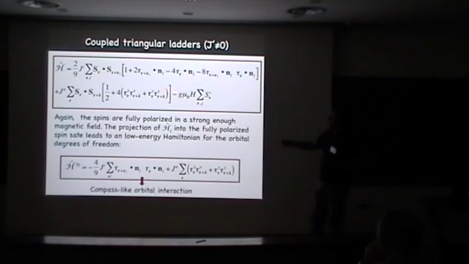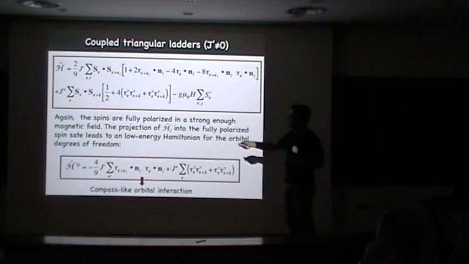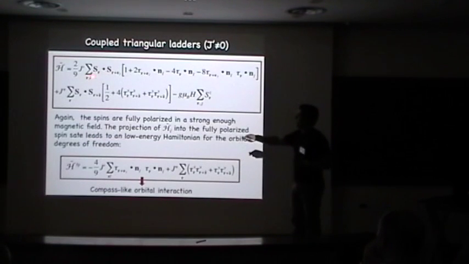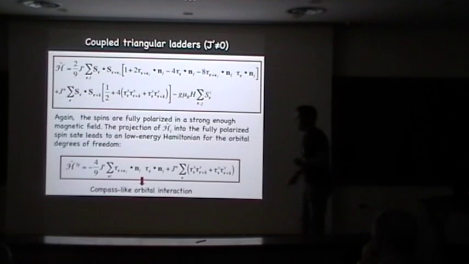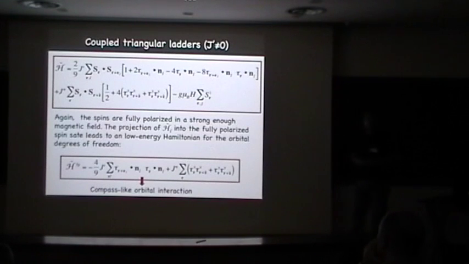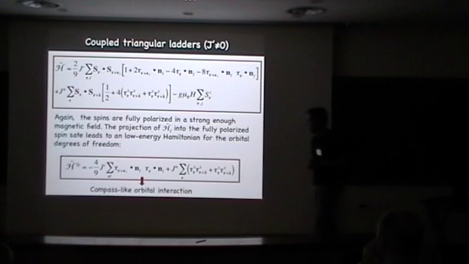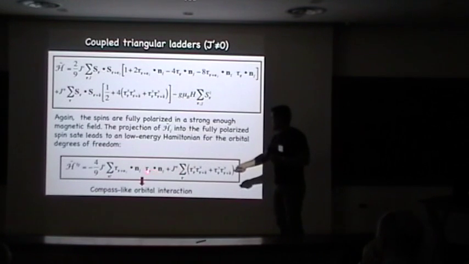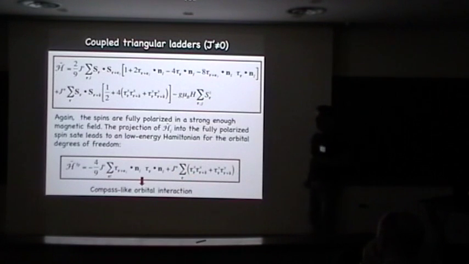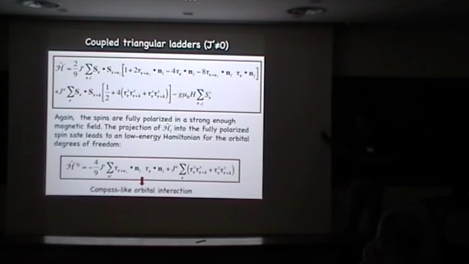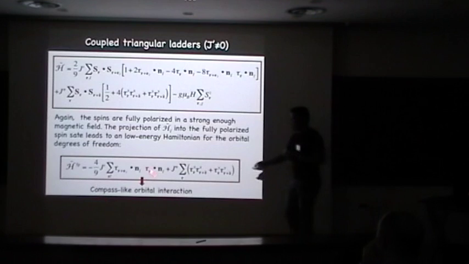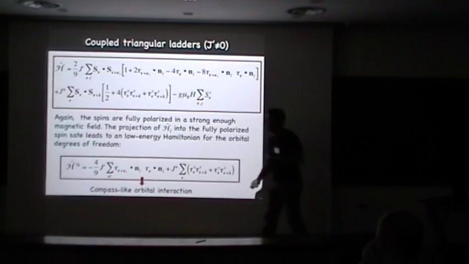So now we have to go back to this effective Hamiltonian that I derived originally. We have to put back this term. Right? And again, let me assume that the magnetic field is very high, high enough to fully polarize the magnetic moments. So now what you get is, in addition to this XY orbital interaction that I just analyzed along the Z direction, we have this compass-like interaction in the XY plane.